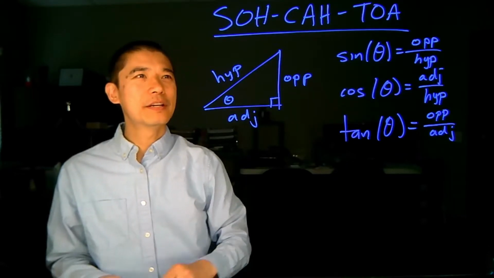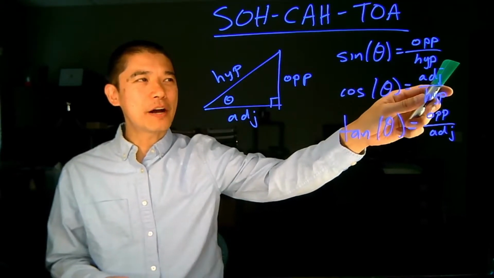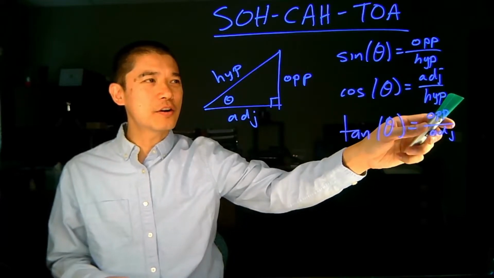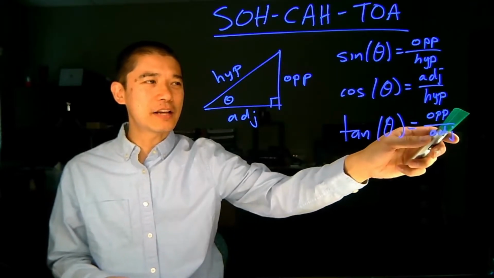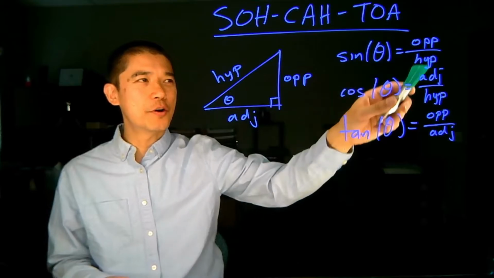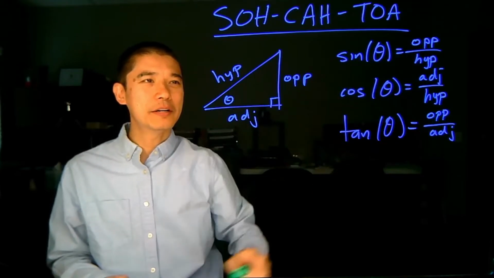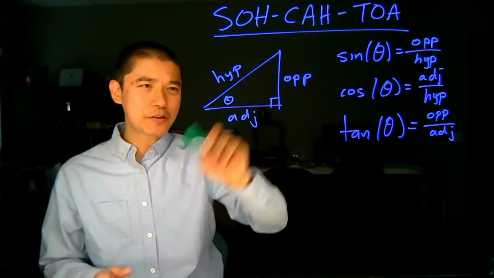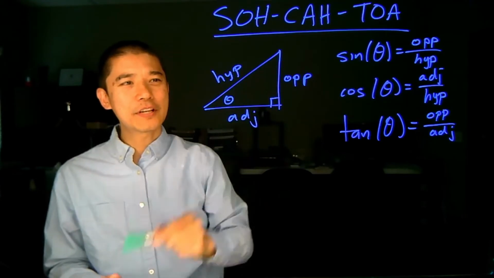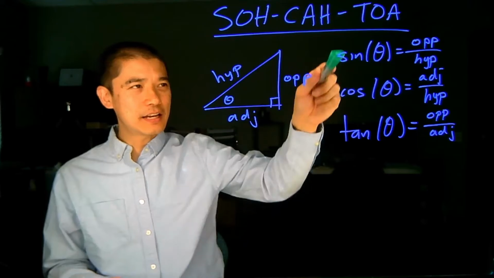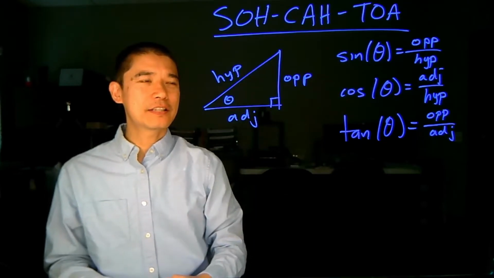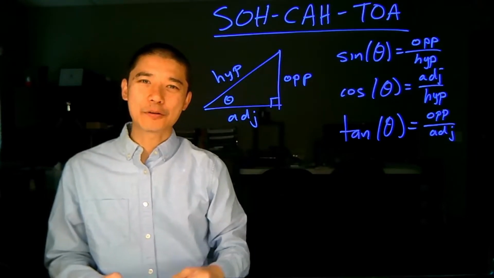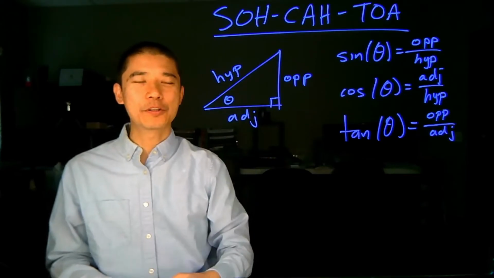What does it mean? Sine is opposite over hypotenuse, cosine is adjacent over hypotenuse, and tangent is opposite over adjacent. So that's SOHCAHTOA. And all it says is that if we take these parts of the right triangle relative to some angle, we can actually set up relationships that give us these different trigonometric functions. And we'll see later how these relate back to the formulas we used using points on a plane.